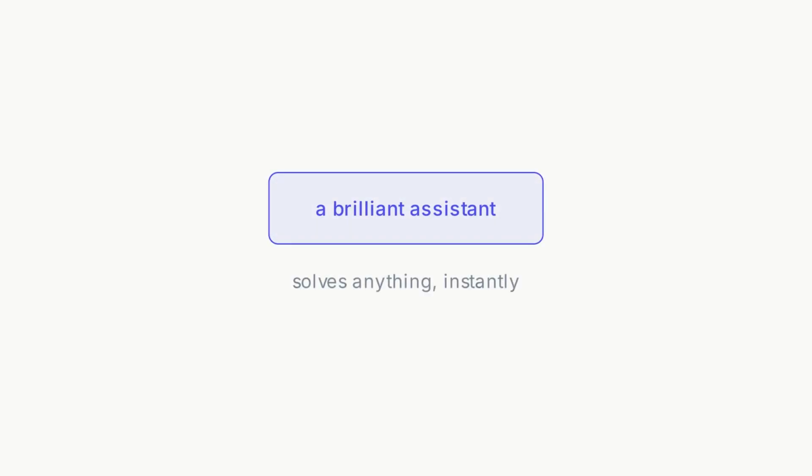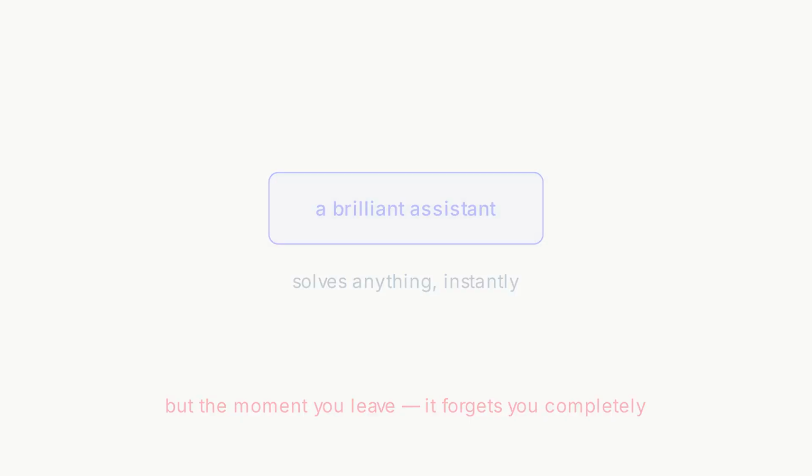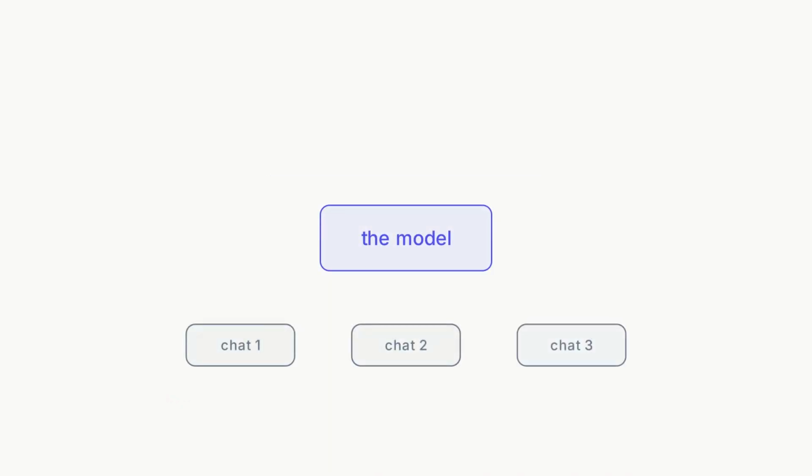Imagine hiring the most brilliant assistant in the world. They solve any problem you give them instantly, but there's a catch. The moment they walk out of the room, they forget you completely. Everything, your name, your project, the entire conversation. And tomorrow, you have to start from zero, all over again. That by default is exactly what a language model is, a genius with amnesia.